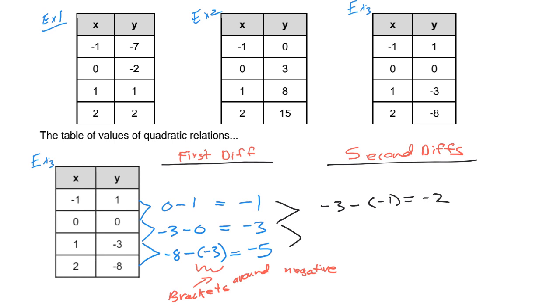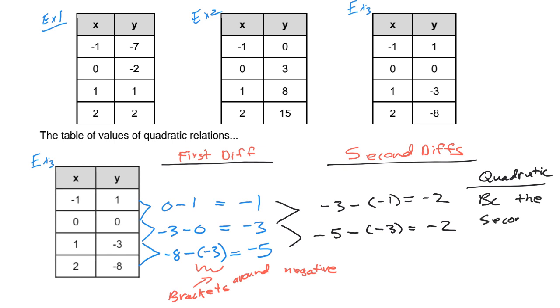We do it again. -5 minus -3 gives us -2. Excellent. So this table of values is quadratic. Can't spell. And this is because the second differences are the same. And we're done. That's it.